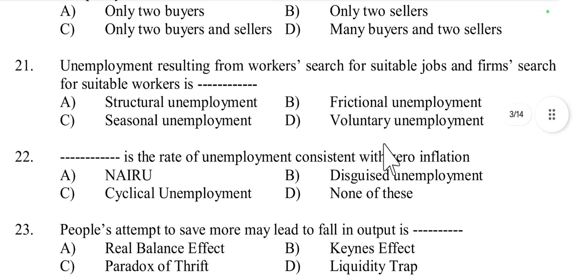Question 21: unemployment resulting from workers' search for suitable jobs and firms' search for suitable workers is structural unemployment, frictional, seasonal, or voluntary. When any person or firm searches for a job, it is a type of frictional unemployment, because frictional unemployment is temporary and occurs due to job search or transition between jobs. So it is part of the natural unemployment rate. So it is frictional unemployment.